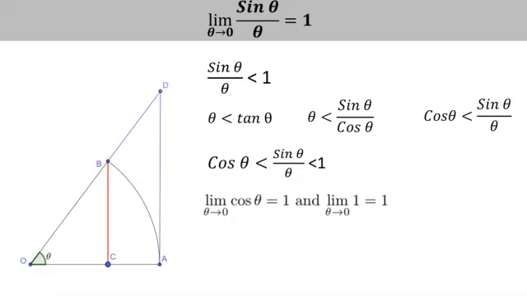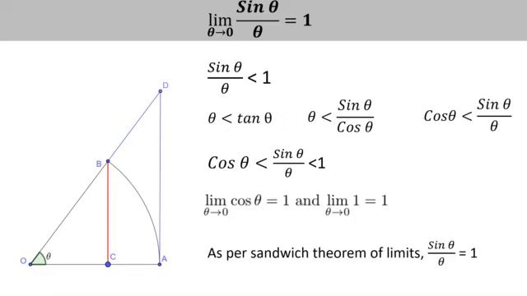Now sine theta by theta is between two numbers, cos theta and 1, and both of them are approaching 1. So sine theta by theta will approach the same value. This is as per the sandwich theorem of limits. So as per the sandwich theorem, sine theta by theta will be 1, as both the left hand side and right hand side are approaching 1.